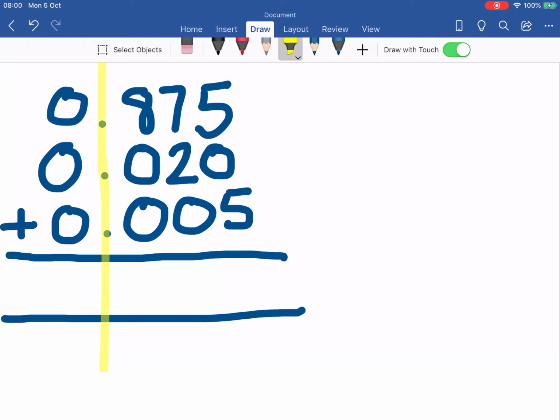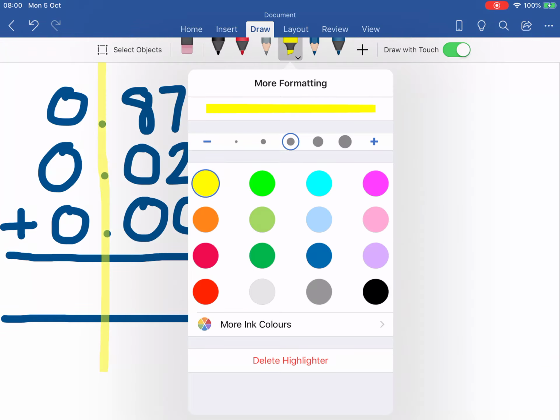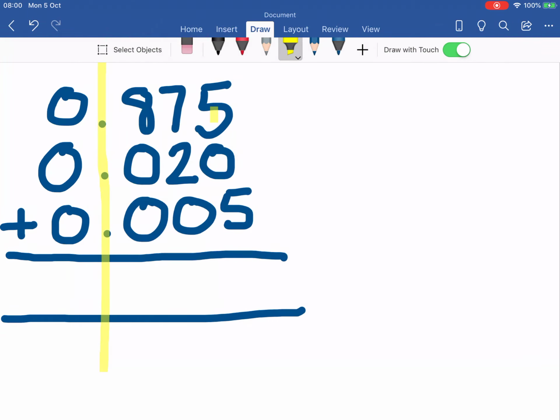So when we go to our end column on the far right hand side here, we can go 5 plus 0 plus 5, and we have 10. So 0 in the column and carry the 1. 7 plus 2 plus 0 plus 1 is 10 again. So 0 in, carry the 1. 8 plus 0 plus 0 plus 1 is 9.